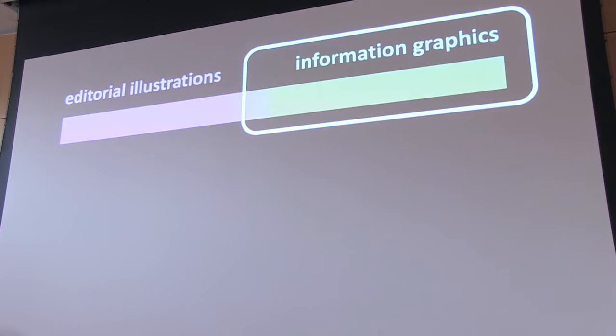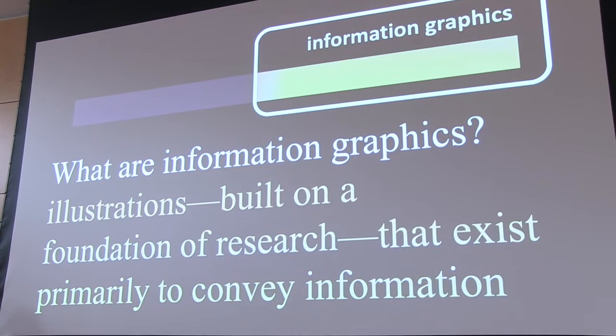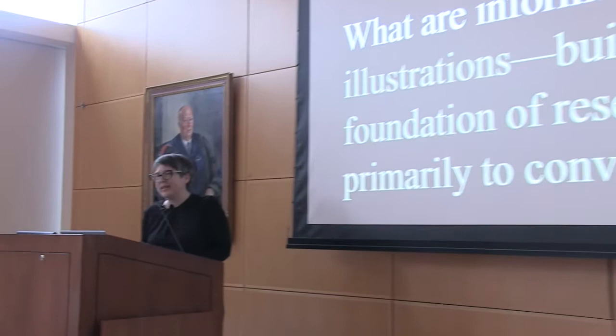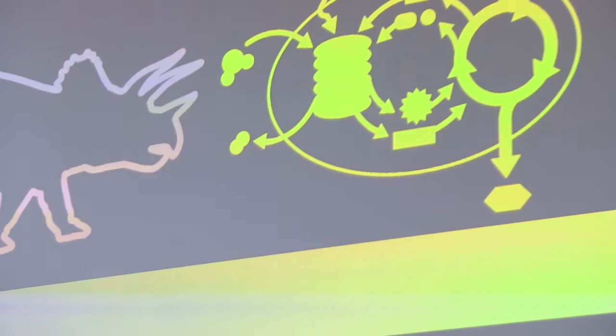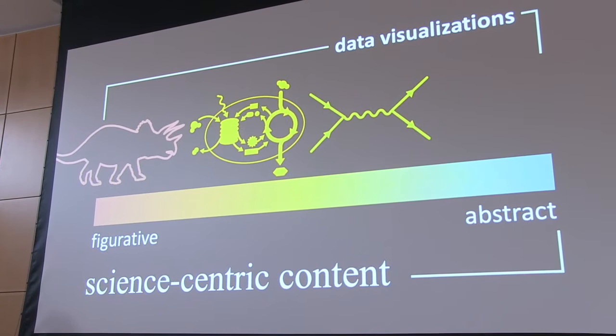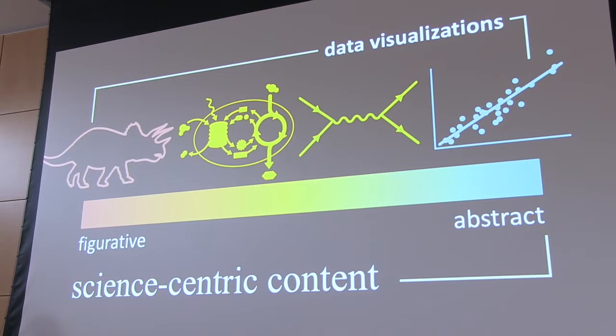To reiterate, by my definition, information graphics are illustrations built on a foundation of research that exist primarily to convey information. I tend to think of information graphics as a continuum with figurative representations at one end and abstract representations at the other. In the world of science visualization, you could argue that the full continuum can also be referred to as data visualizations. After all, essentially all of the work being depicted is based on data collection at some stage of the process. From bone length measurements in dinosaur reconstructions, to meticulously documented laboratory experiments that build up to more complete understanding of things like photosynthesis, to representations of mathematical expressions like Feynman diagrams, and straight up plotting of the raw data itself in chart form.